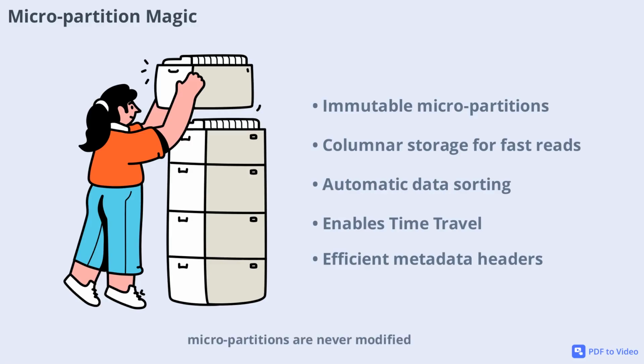Micro-partitions are never modified. Updates or deletes simply create new versions, enabling powerful features like time travel. Metadata headers store min-max values and counts for every column, setting the stage for efficient query pruning. This design is what lets Snowflake handle billions of rows with ease.